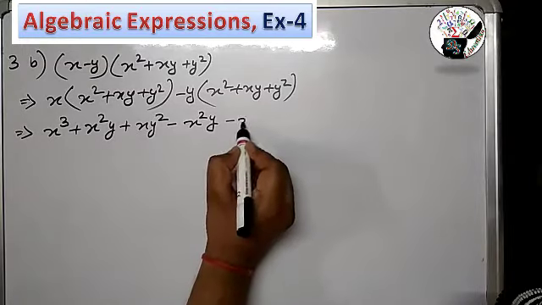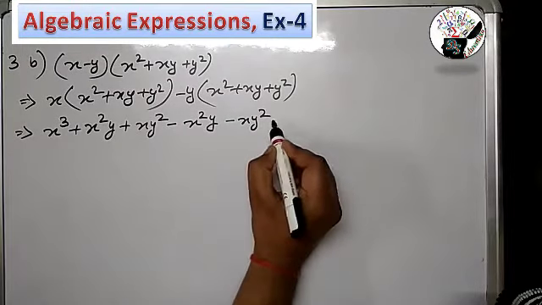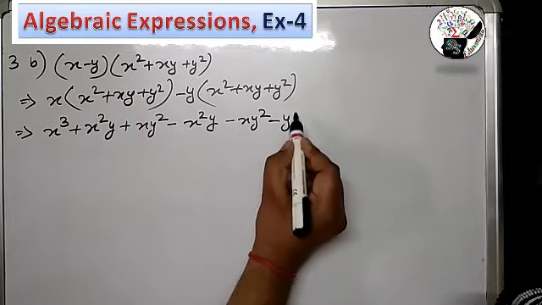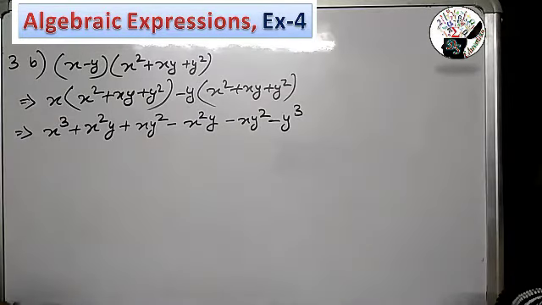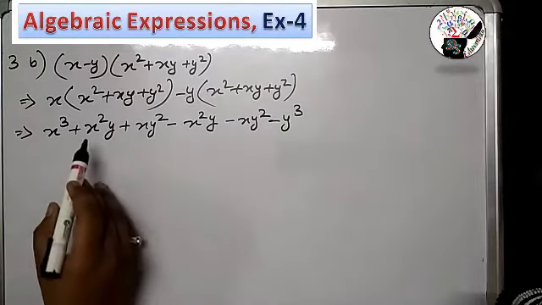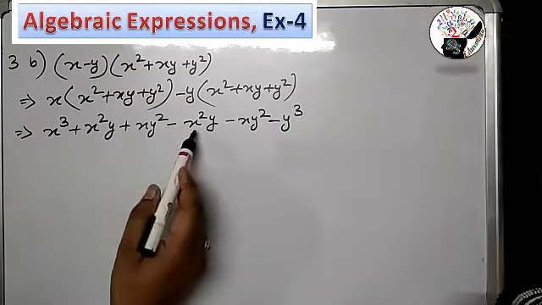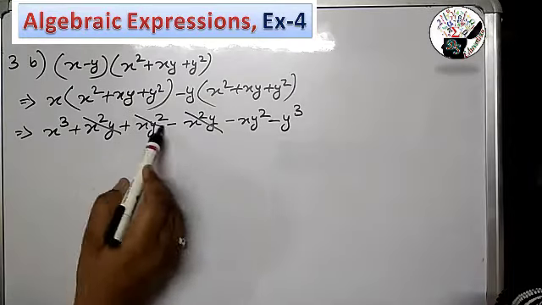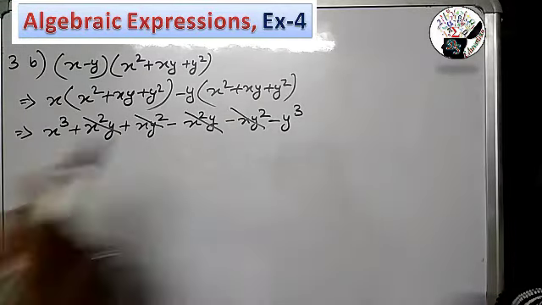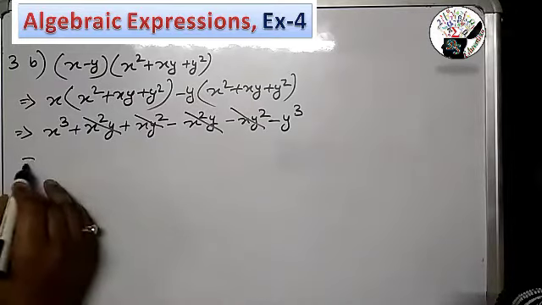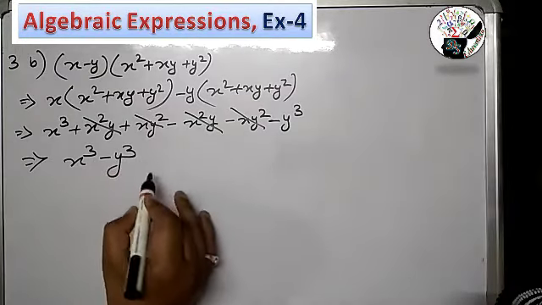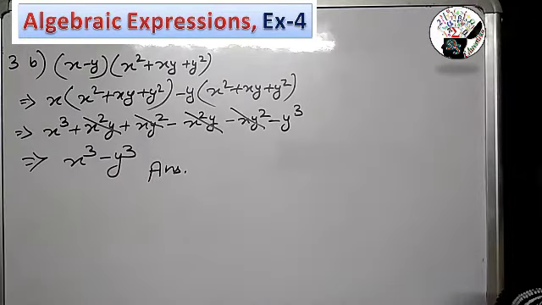Minus x y square minus, this is minus plus minus y to the power 3. Now we will see plus x square y minus xy square. So this and this will be cut off. Plus xy square and minus xy square, they will be cut off. The final answer will be x cube minus y cube. This is your final answer now. Got the point?